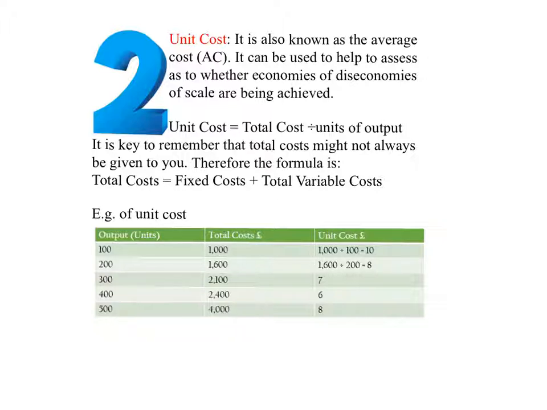Now, if they produce more goods at that efficiency rate, in terms of 600, 700, 800 units of output, then the likelihood is that that unit cost will continue to rise, spelling out further diseconomies of scale. So unit cost is a good one for really exploring economies and diseconomies of scale.